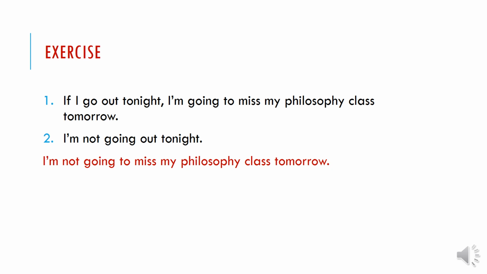For this argument, we are denying the antecedent. Notice the first two premises. If I go out tonight, I'm going to miss my philosophy class tomorrow. I'm not going out tonight. We can't necessarily conclude that I'm not going to miss my philosophy class tomorrow because there are other ways in which I might miss my philosophy class that need not be my going out the night before.